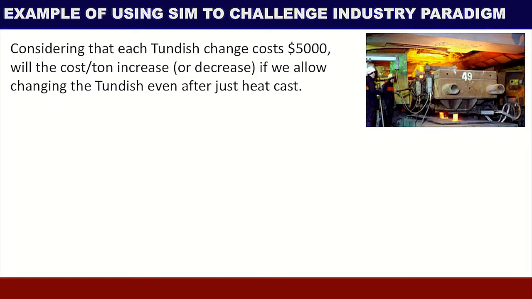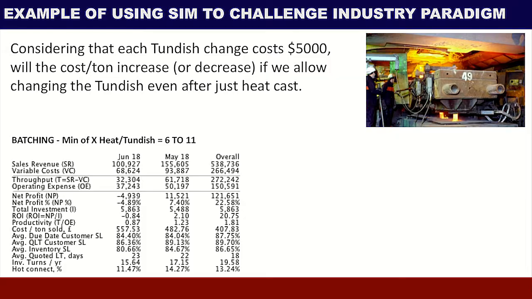I want to just highlight one area where we used the model to really challenge an industry paradigm. There's a paradigm that says, considering the high cost of a tundish change, every time you're changing a product grade and width, you have to change this. It's about $5,000 a change. What would happen to the cost per ton if you moved more towards a demand-driven system where you are only making what has been sold rather than selling what has been made? What will happen to the cost per ton if you start cutting down your batches?